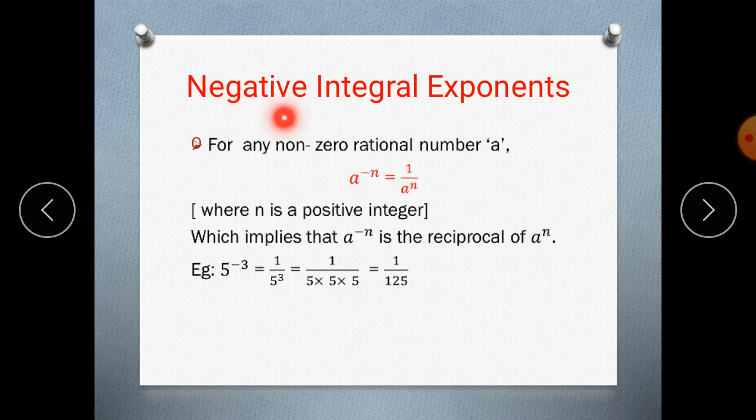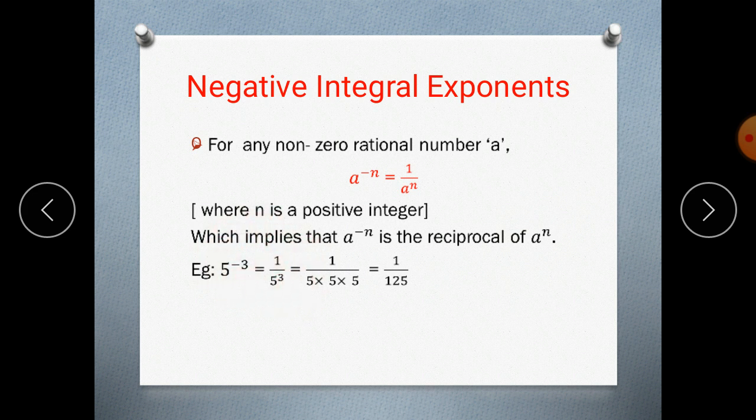Now, negative integral exponents. What do we mean by negative integral exponents? For any non-zero rational number a, when you have a raised to minus n, or when your exponent is negative, it is known as a negative integral exponent. Now, how do we convert negative exponents to positive? You have to take the reciprocal of the given number, where n is any positive integer, which implies a raised to minus n is the reciprocal of a raised to n. For example, 5 raised to minus 3 is equal to 1 upon 5 raised to 3.